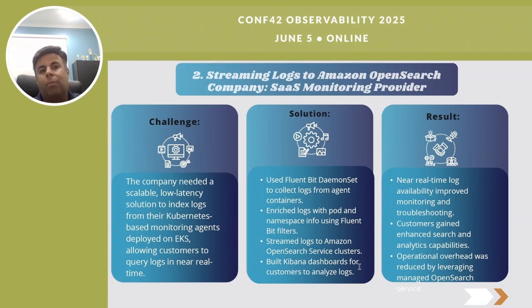So the solution was they used Fluent Bit as a daemon set to collect the logs, and then they enriched all the logs with the Kubernetes metadata. And then as part of the streaming, they output the logs to Amazon OpenSearch Service, and then built the Kibana dashboards on top of it so that they can query these logs in real time. So the output was amazing. They were able to get near real-time log availability, which improved the monitoring and troubleshooting for them. And also the customer gained a very good real-time experience and analytics capabilities, and the operational overhead was reduced with this process.